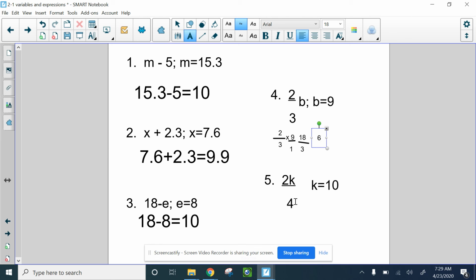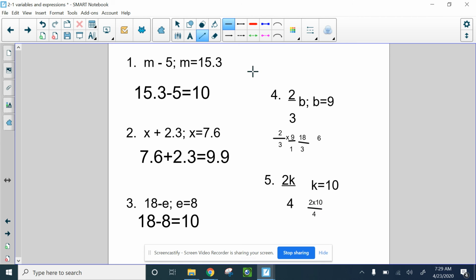Okay, my last one, I have 2k over 4. So if k equals 10, how I would set this up is I would have 2 times 10 in my numerator, and then I would have 4 still in my denominator. So when I go to actually solve this, I'm going to do all of my work in my numerator first and simplify that down. So my numerator, 2 times 10 equals 20. My denominator is still 4.